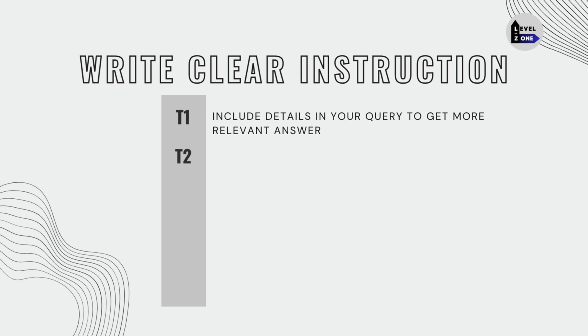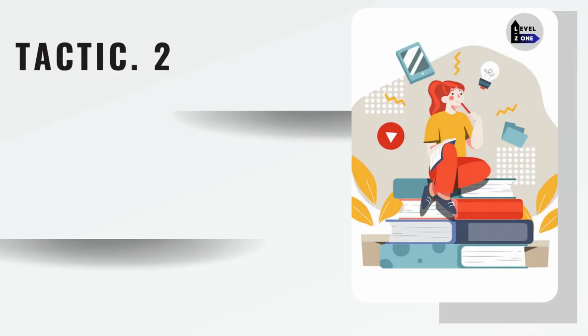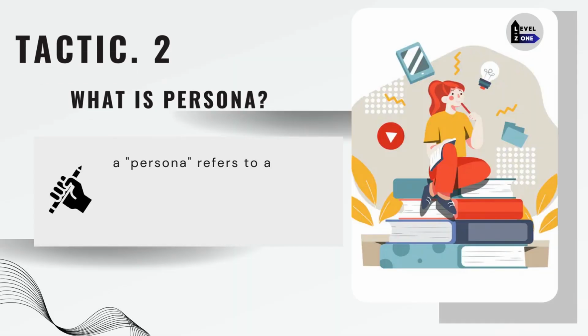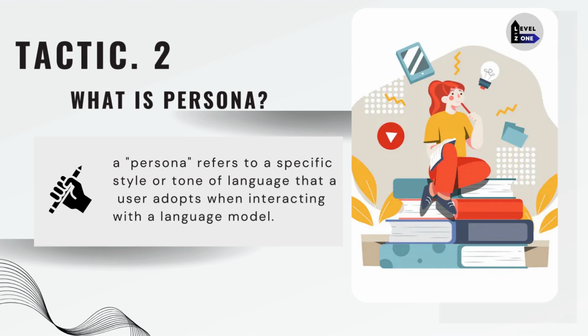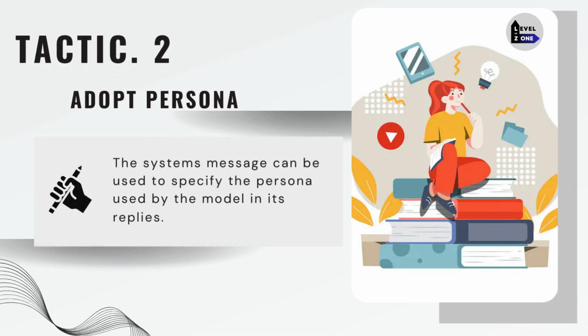Let's move to tactic number two. Ask the model to adopt a persona. What is a persona? A persona refers to a specific style or tone of language that a user adopts when interacting with a model. You can personalize the model response by asking it to adopt a specific persona. This adds a unique touch to the answer.